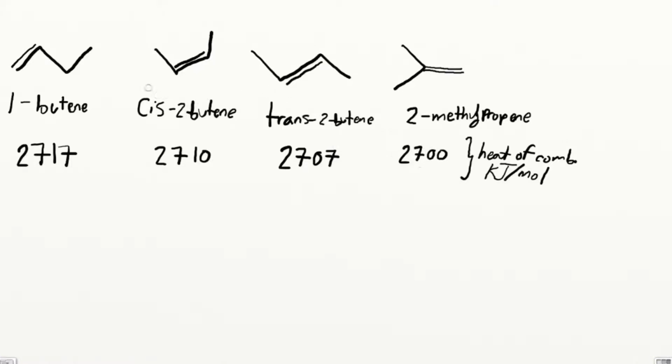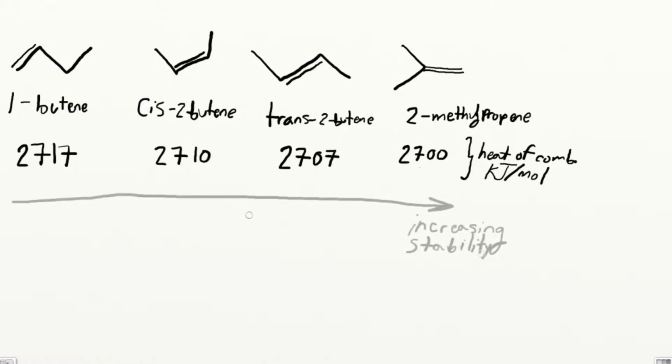One thing to take note of is that all 4 of these alkenes, the cis-2-butene, 1-butene, trans-2-butene, 2-methylpropene, all of these alkenes have 4 carbons in them. As you can see, there's 1 carbon here, 1 carbon here, 1 here, and 1 here. So all 4 of these have 4 carbons, but as you can see, their relative heats of combustion vary.